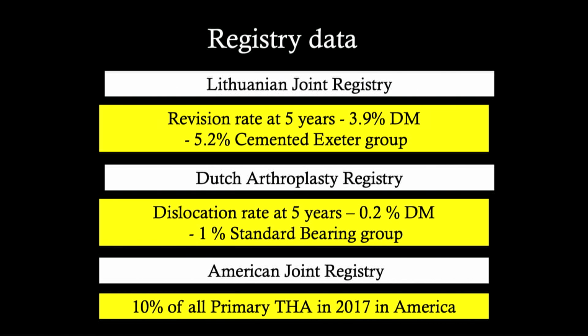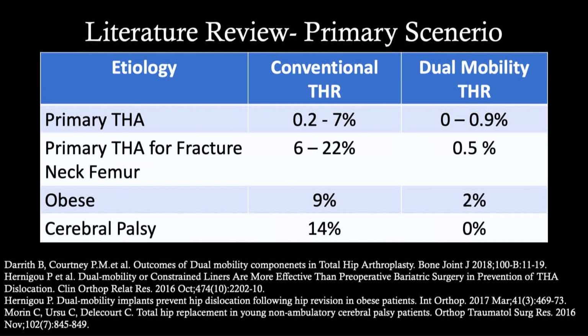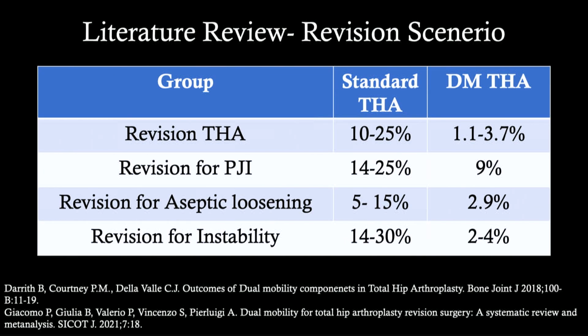What about registry data? The European registry clearly shows the benefit of dual mobility in prevention of dislocation, and that was the reason that in 2017, the American Joint Registry showed that 10% of all the primary hips done in 2017 were dual mobility. When coming to different indications, dual mobility hip has better advantage in preventing dislocations in obesity, cerebral palsy, Parkinson's, neuromuscular diseases, as well as in revision scenarios for varied indications.